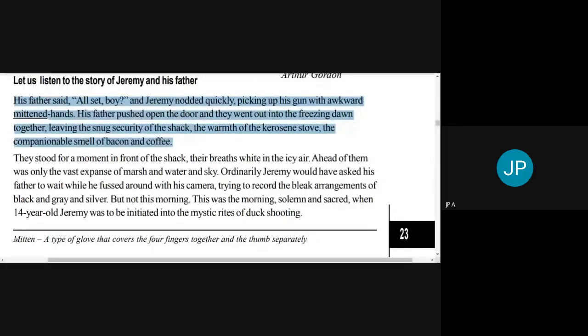Normally when he goes outside with his father, he would ask his father to wait because he loves to use his camera. He likes to take photographs. So he likes to use his camera, and that is what he used to usually tell his father, okay, let me play around with my camera. So he used to fuss around with his camera.